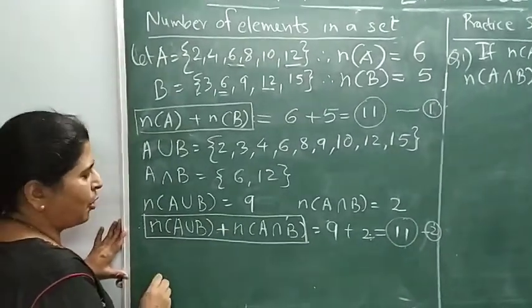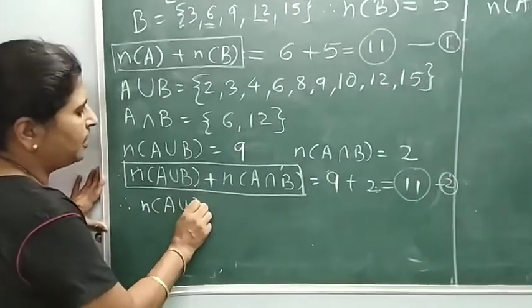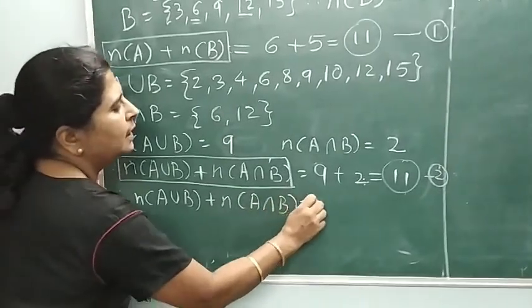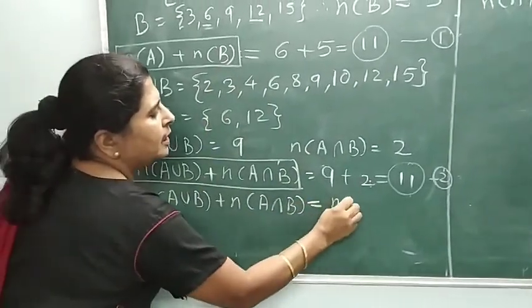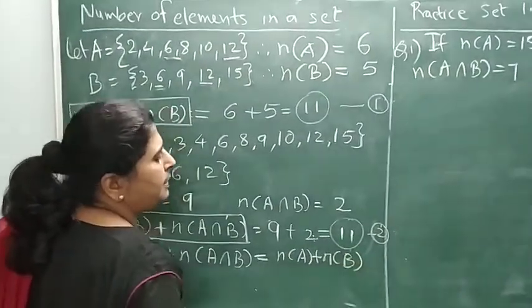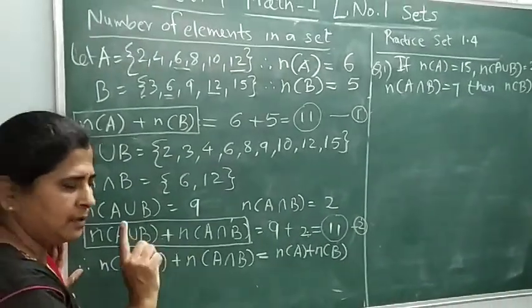So what is the important property from this? The number of elements in set A union B plus the number of elements in A intersection B is nothing but equal to the number of elements in set A plus the number of elements in set B. Whatever is true for this A and B is true for any other sets.